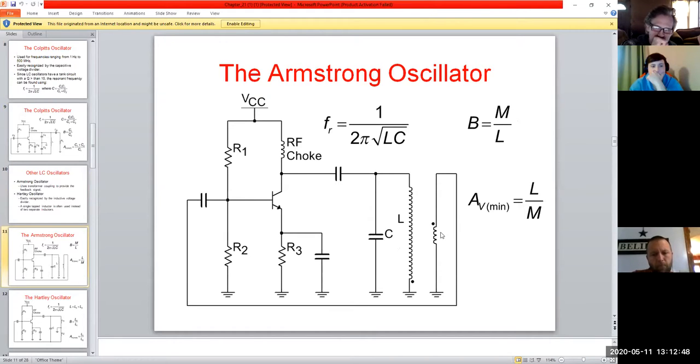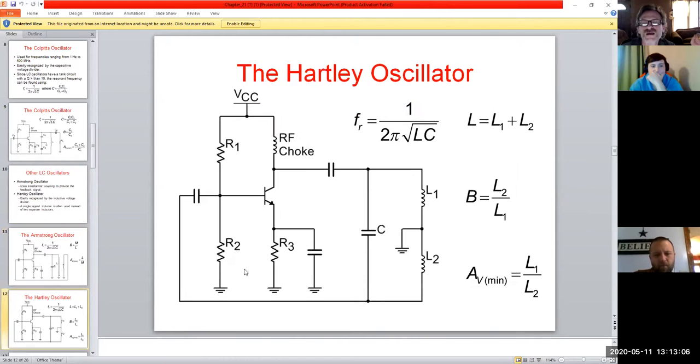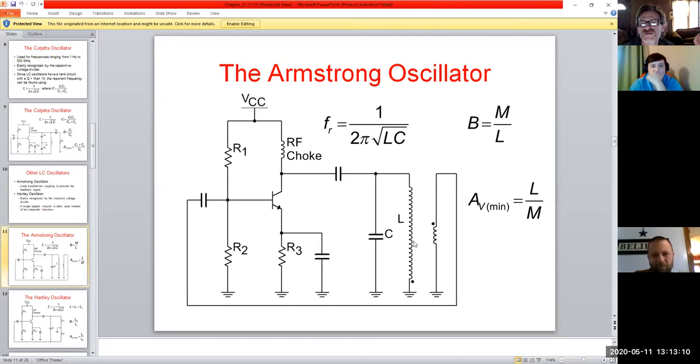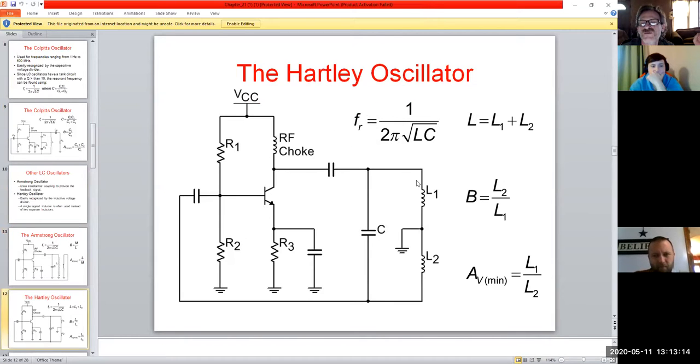where we have to look overall magnetism versus anything else, right? So our AV is L over M and our beta is M over L because we are dealing with a transistor. So we do have to take the beta into account versus using an op amp. The Hartley, if you notice, is a very similar configuration, except on the output, we don't have a transformer. We just have two conductors, if you will.